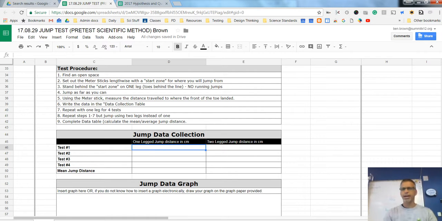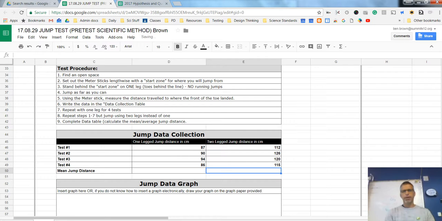So I'm going to enter my data. I've already collected my data, so I'm just going to enter it from a prior test. You, though, should be collecting the data while you're jumping so you have an accurate representation of what you jumped. So you can see my first jump was 87 centimeters, my next one was 90, then I jumped 94, and my last jump was 86. For my two-legged jumps, I jumped 112, and then I jumped 126, then I jumped 120, and after that I jumped 115.